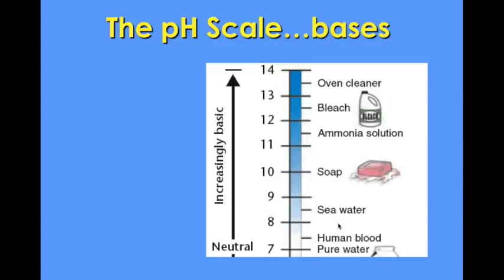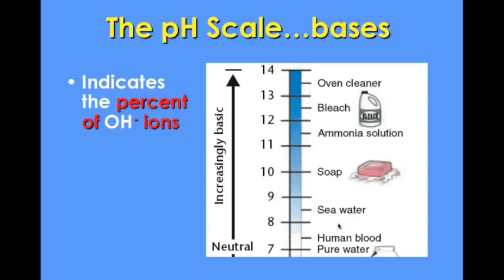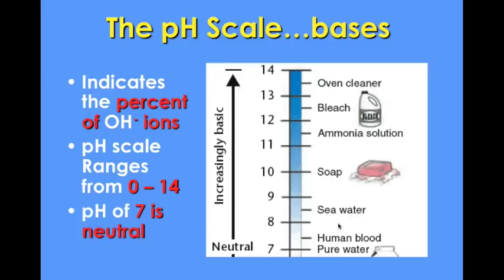So the pH scale for bases indicates the percent of hydroxide ions. Remember, our pH scale ranges from 0 to 14. A pH of 7 is neutral, so anything above 7 is considered a base or alkaline. Seawater is about an 8.5. Most soaps that you use are about a 10. Bleach, about a 12.5. Oven cleaner, 13.5.